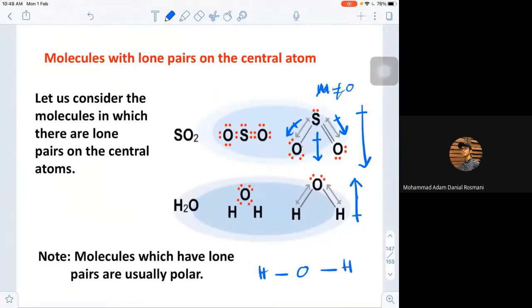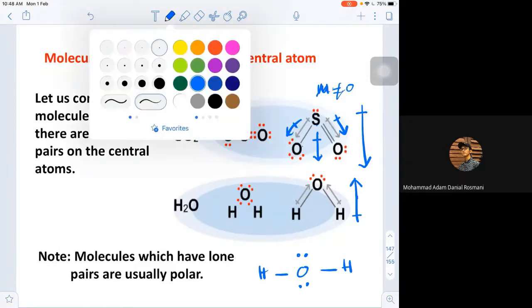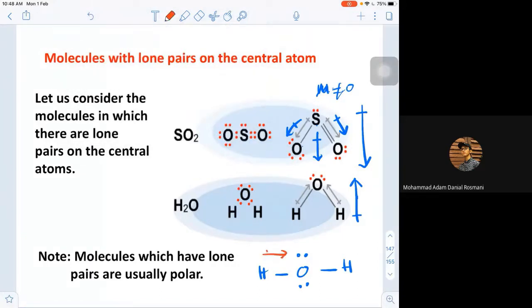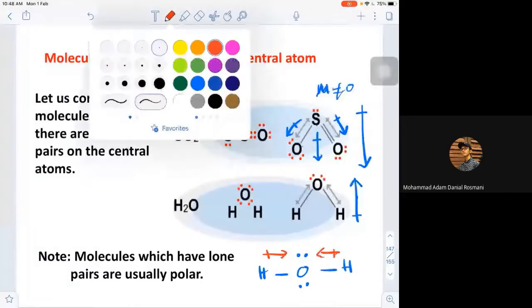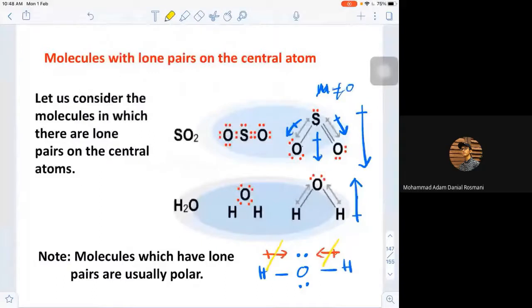There are two lone pairs, one above and one below the oxygen, as if the shape of H2O is linear. If the shape were linear, this bond polarity is towards oxygen, this bond polarity is also towards oxygen, and they would cancel out each other, then the molecule would become non-polar. However, this is the wrong shape. It is actually bent, and due to the bent shape, the H2O molecule is a polar molecule.